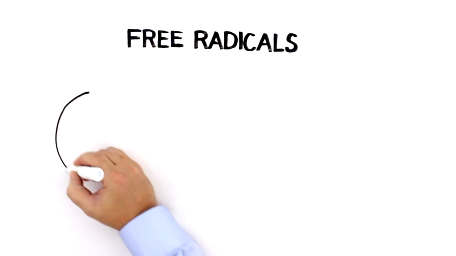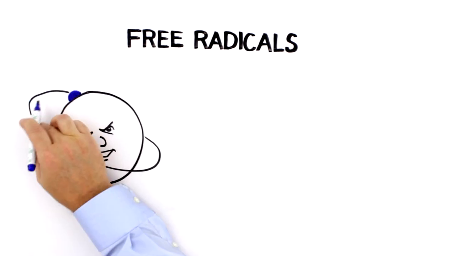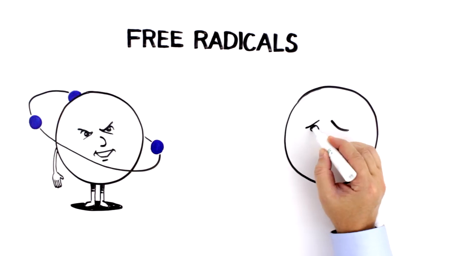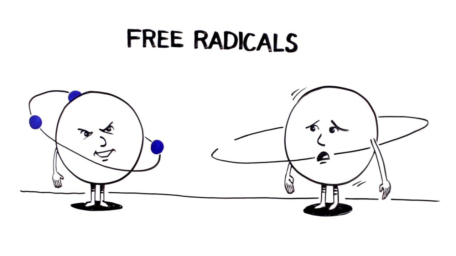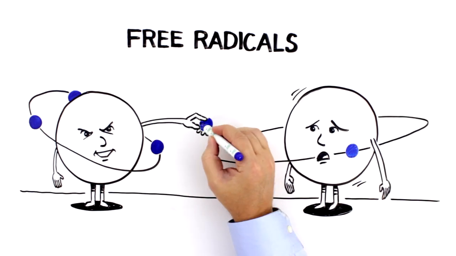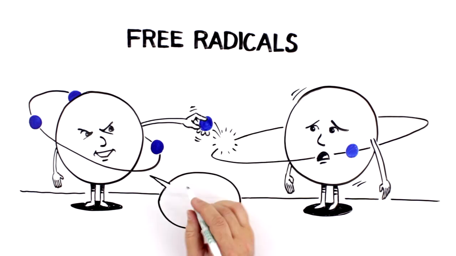Free radicals are dangerous. Because they have an odd man out electron, they are always ready to pick up another electron to make a pair. Free radicals will steal that electron from anything they come in contact with. And when electrons are taken away, material becomes degraded. It no longer has the same properties.